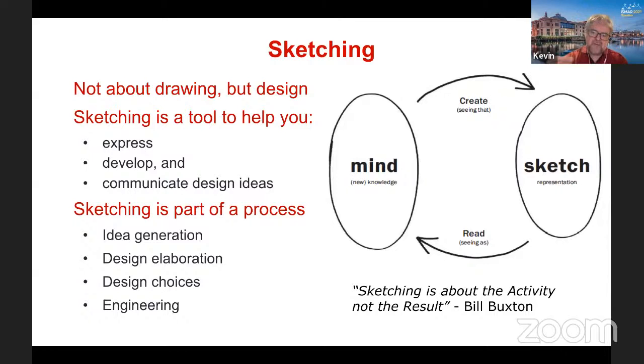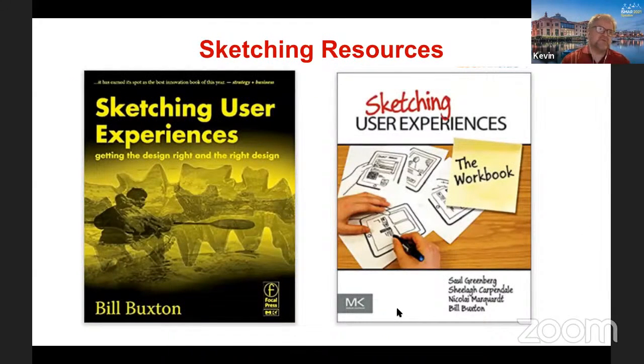Once you start sketching ideas on paper and the ideas go from your mind onto a physical representation, you'll find that it becomes easier to communicate with somebody else. But also, when you see those ideas down on paper, you'll think of ways to improve and change them as well. So sketching is really part of a process: idea generation, design elaboration and changing, making design choices, and finally engineering those choices. Bill Buxton wrote a couple of really great books about sketching: Sketching User Experience, and on the right, Sketching User Experience, the Workbook. These books talk about how important sketching is for the user experience and how to use sketching as part of the prototyping process.